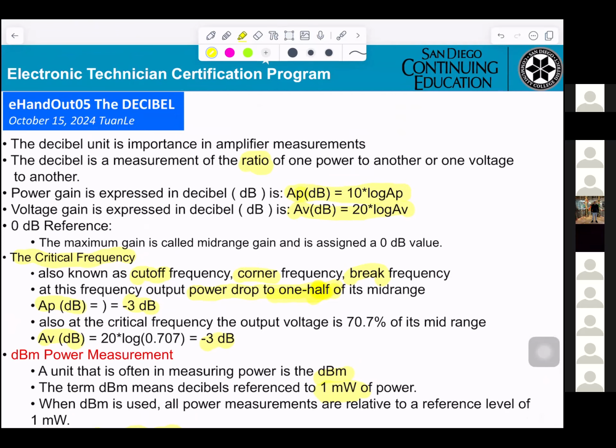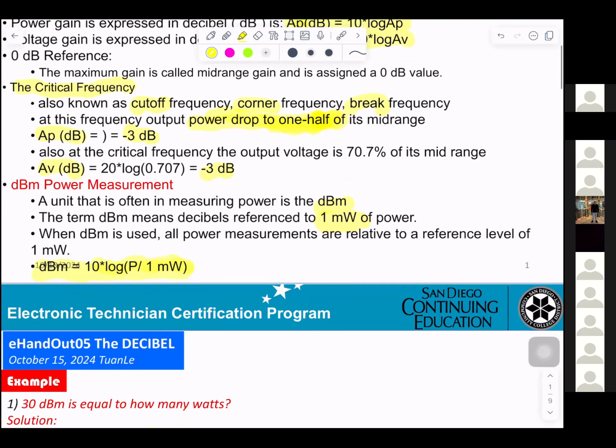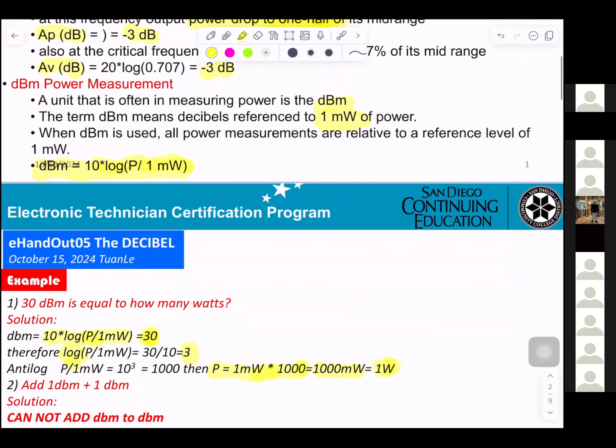Where did you get the 0.5 from? That's what they said right here. Power drops 1/2. Oh, okay. All right. Well, forget it, because they're doing voltage. But thank you anyway, Mr. Pham. Okay. For the voltage, it will drop to 70.7%. However, power drops to 1/2.